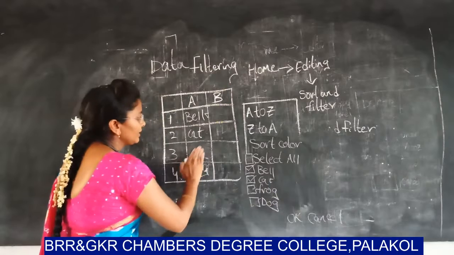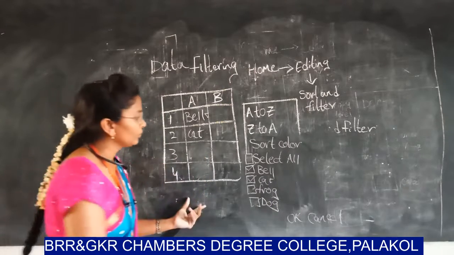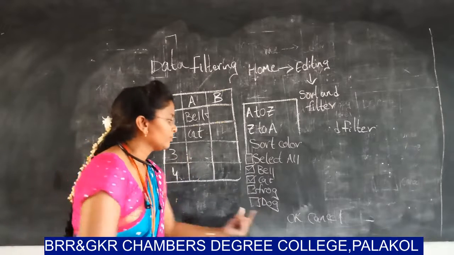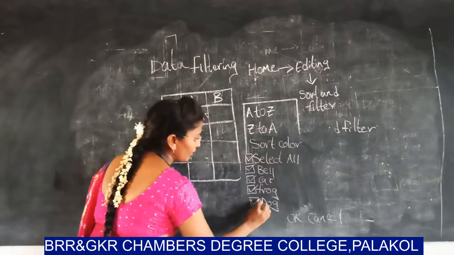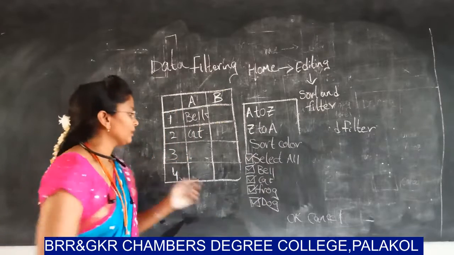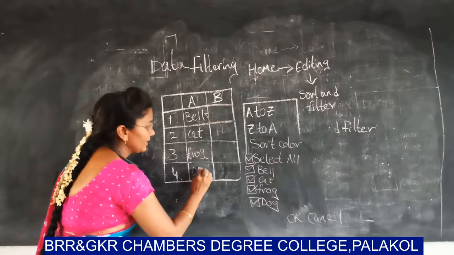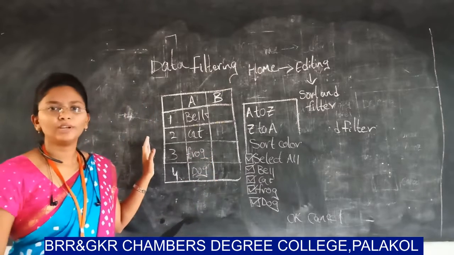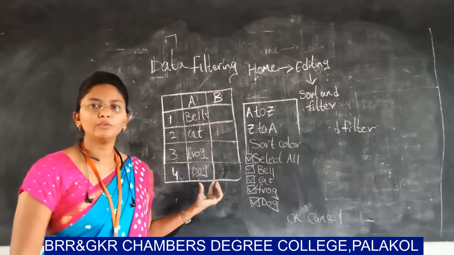That means this frog and dog will be disappear. If you want to select these two options means check the select all. That means here frog and dog also checked here. That means in your Excel sheet frog and dog will be displayed. This is the filtering option. You can filter something data whatever you entered in your Excel sheet.